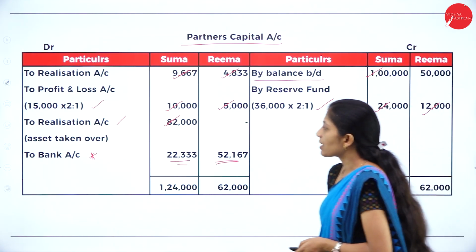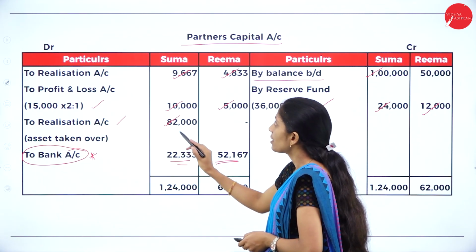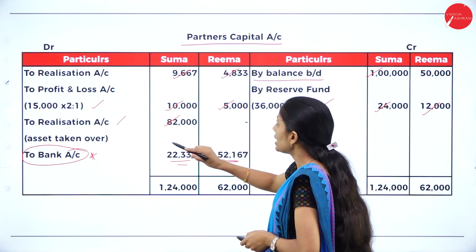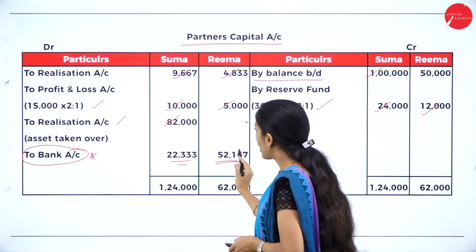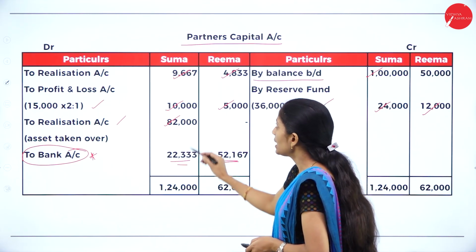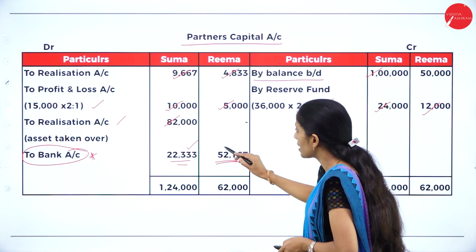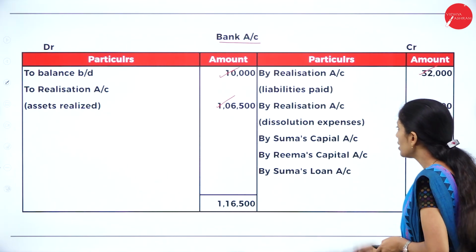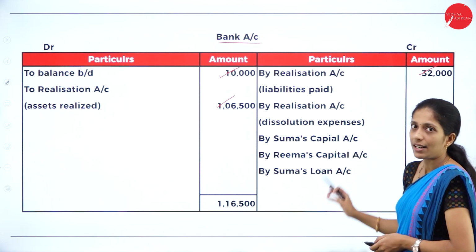Next, if you see the partners' capital account, here we have bank account. How do you write? It is on the debit side, by partners' capital account. But we have 2 partners and 2 amounts. So how do you write? By Suma's capital account, by Reema's capital account, and you will write these 2 amounts. So we are done with this.